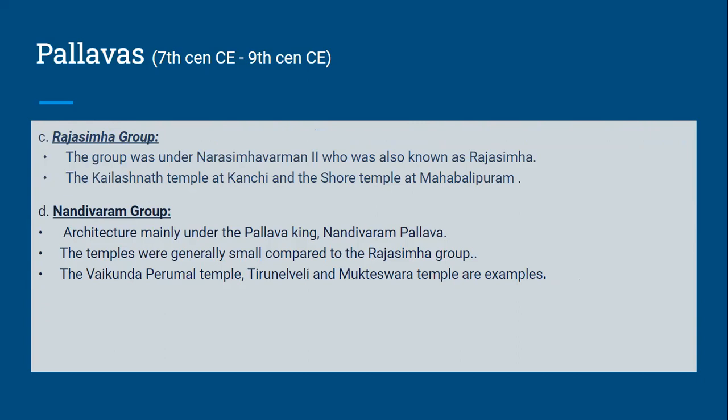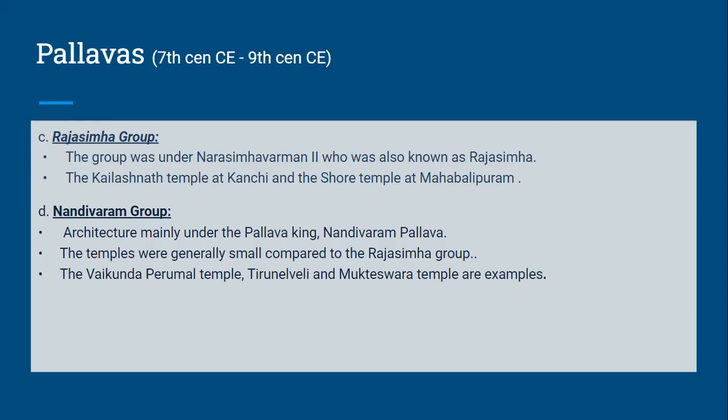And from here onwards we see structural temples proper. We have seen the meaning of structural temples. Structural temples are those structures which have the different elements and components of a proper temple, like pillars, beams, lintels, and a proper mandap. All these elements you will find in the third group, the Rajasimha group. The two famous temples of the Rajasimha group are the Kailashnath temple at Kanchi and the Shore temple at Mahabalipuram.